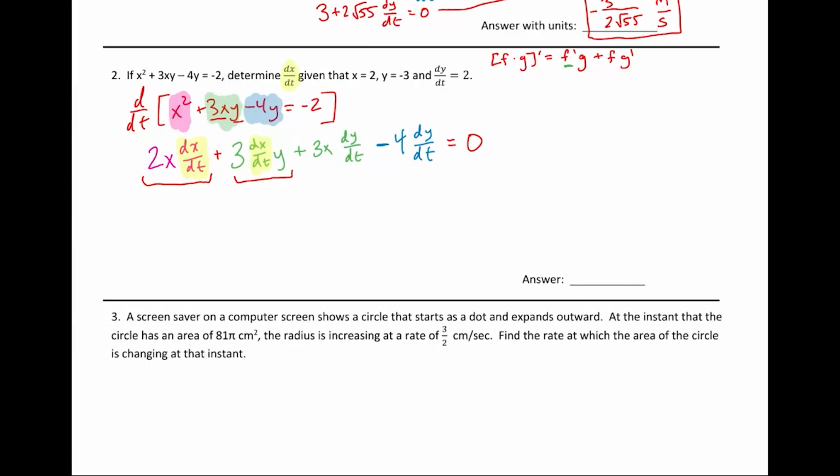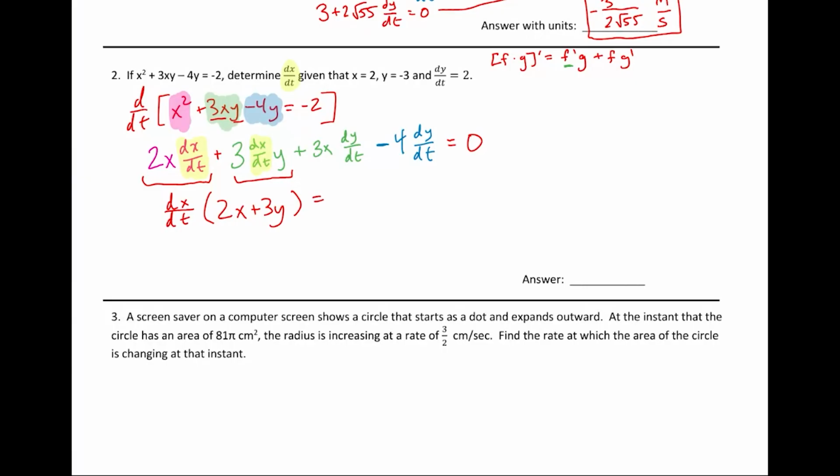Simultaneously, I'm going to factor out the dx/dt as a GCF. So I'm going to write it like this: dx/dt times (2x plus 3y). And then I'm going to move the other two terms to the right-hand side because they do not have a dx/dt.